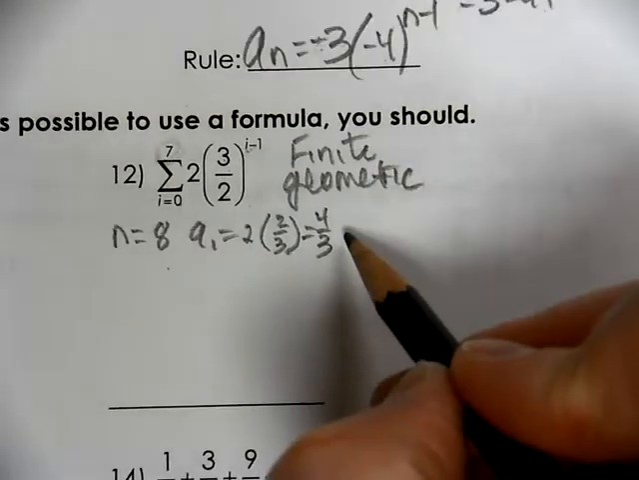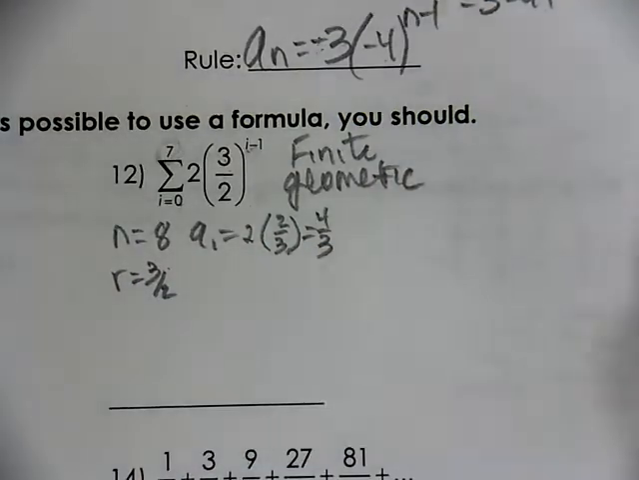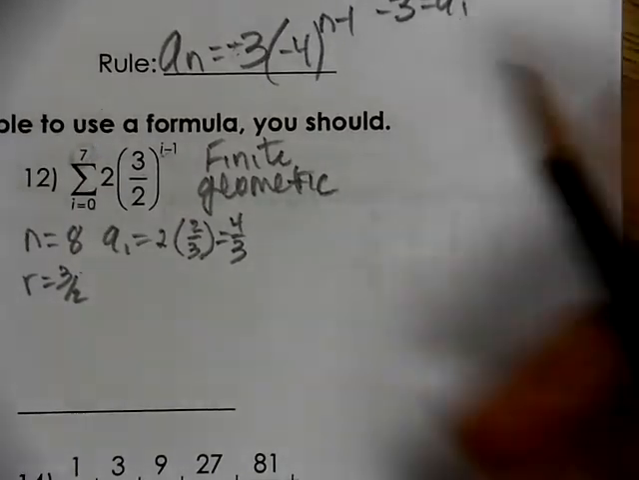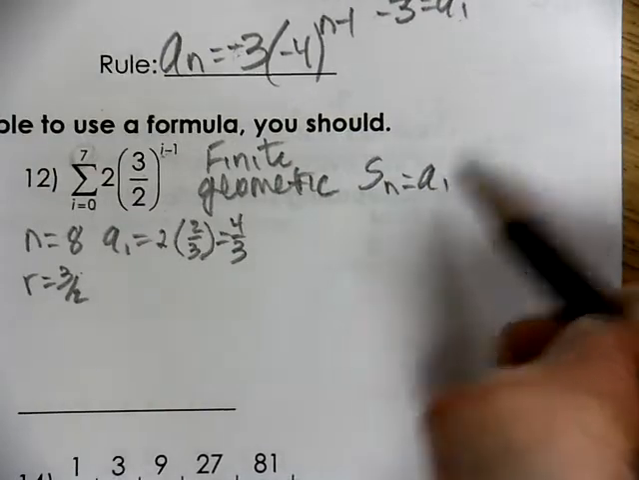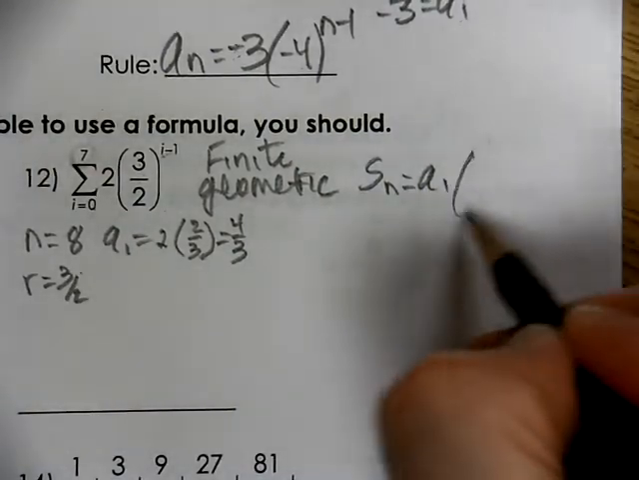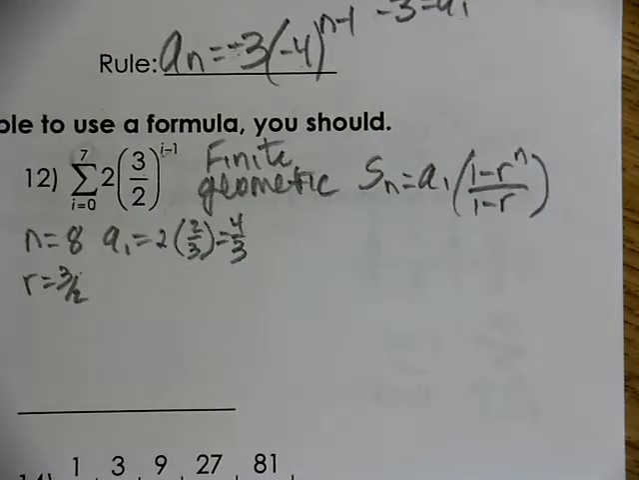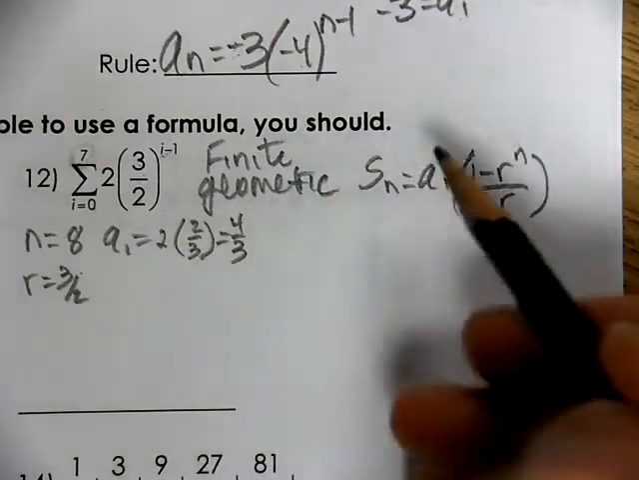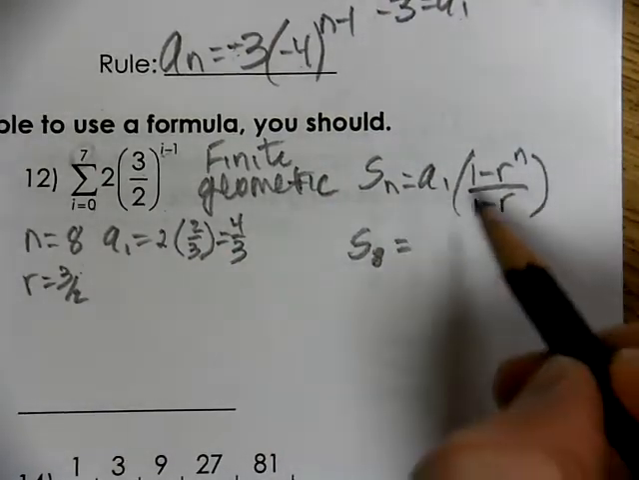And of course my common ratio is 3 halves. That's my r value. So when we find the sum, we take a of 1 times 1 minus r to the n over 1 minus r. So we're going to find the first 8 terms. So if you would like, you can put an 8 down there.